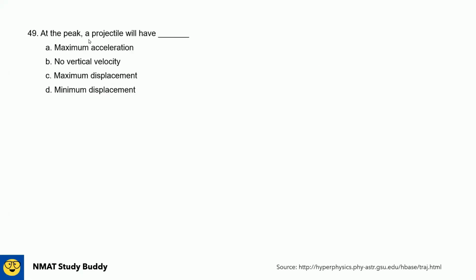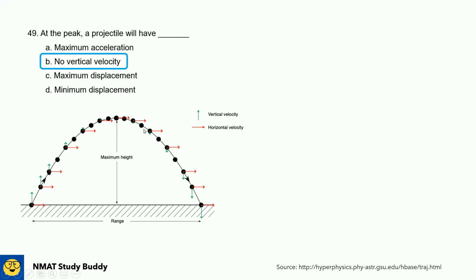Number 49, at the peak, a projectile will have blank. The correct answer here is letter B, no vertical velocity. As you can see here in this diagram, vertical velocity is represented by the green arrow, and then yung horizontal velocity, yun yung red arrows. So, as the projectile moves upwards, it goes against the gravity. As you can see here, mas lumiliit yung velocity as it goes upward, to the point na magiging zero na yung vertical velocity sa maximum height.